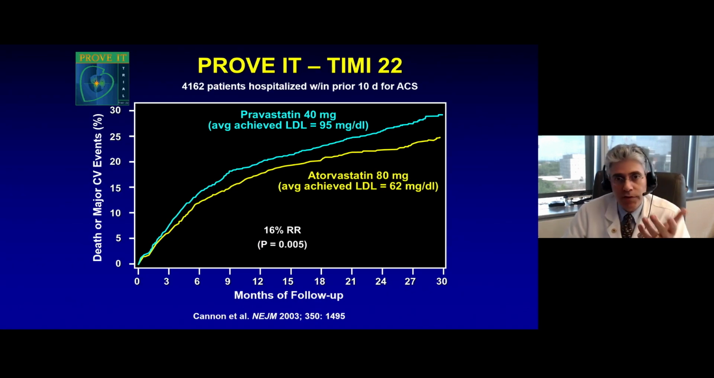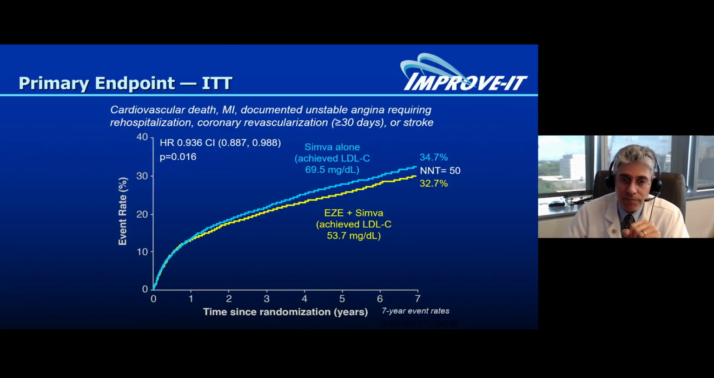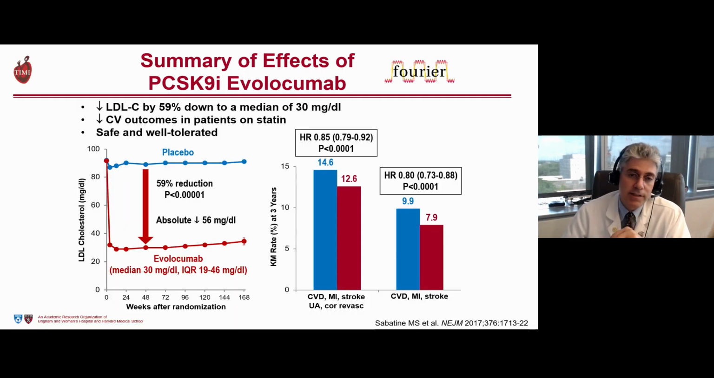Why do we target 70? PROVE IT-TIMI 22 in ACS showed that high-intensity statin good, and that achieved an LDL under 70, a median of 62. We did IMPROVE-IT, showing that for people who on a statin had an average LDL of 70, you could lower their risk by further lowering their LDL by adding ezetimibe. The relative risk reduction here is modest. That's because ezetimibe only lowers LDL by about 25% or so, but further lowering reduces events.